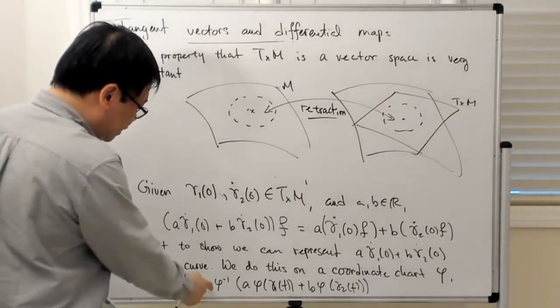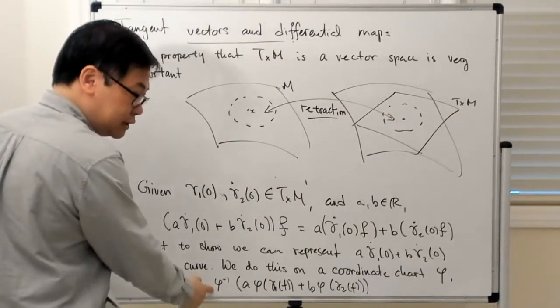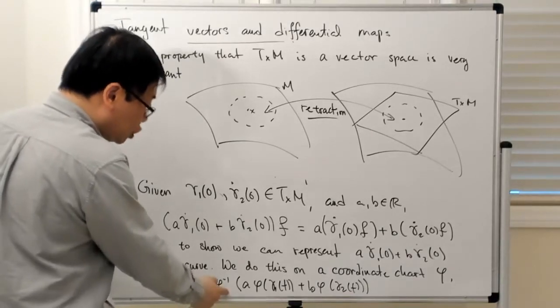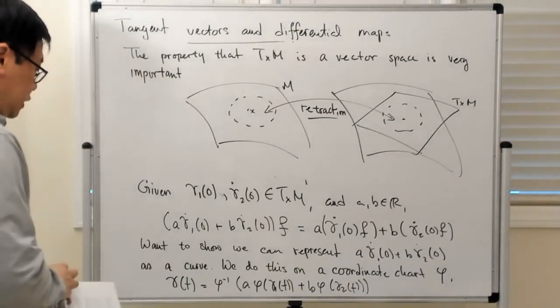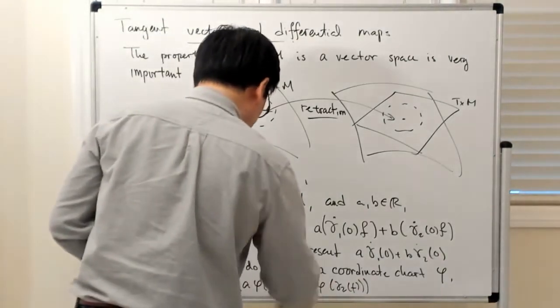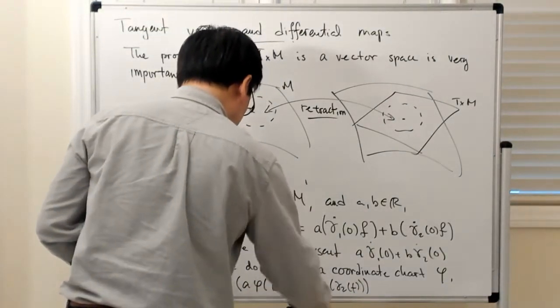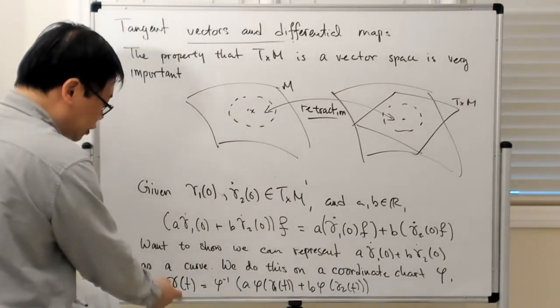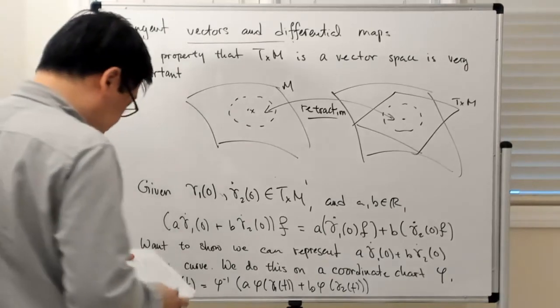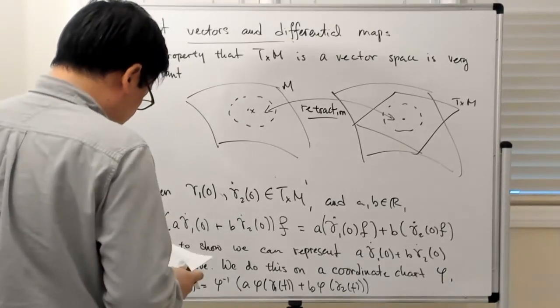So this is a little bit akin, if you will, to what you see here, where you use the chart to give you exactly the linear space structure you need, to take combinations of curves, and then you pull it back by the inverse of the chart to give you a curve on the manifold. Okay.